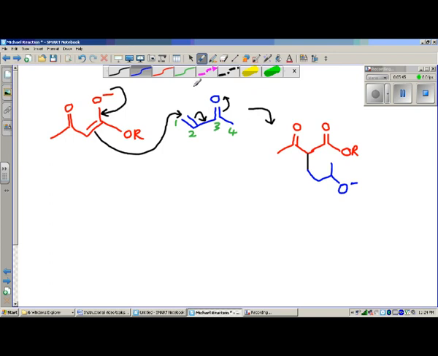Can you guys see now where my double bond is? It's between carbons 2 and 3. If we said this was 1, this is 2. This is 3, and this is 4. We have a double bond between 2 and 3, so right there. Alright.